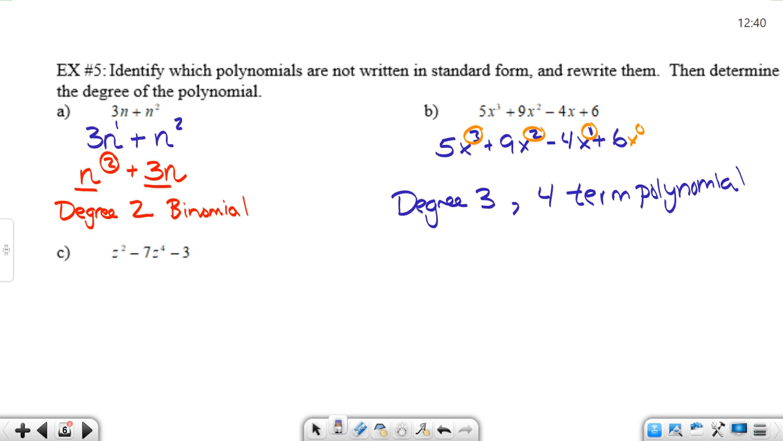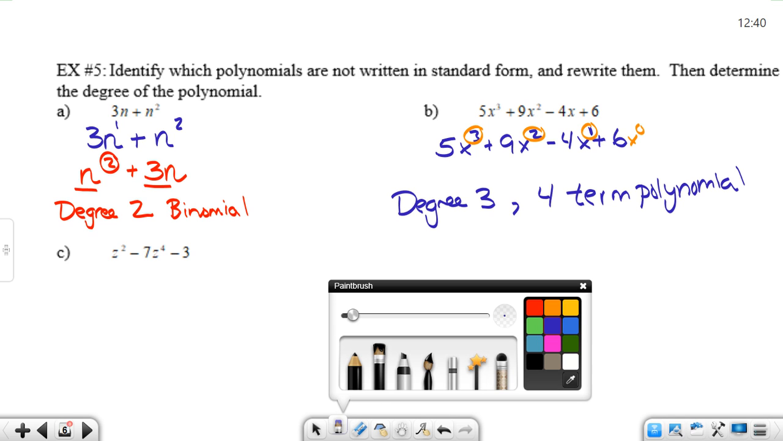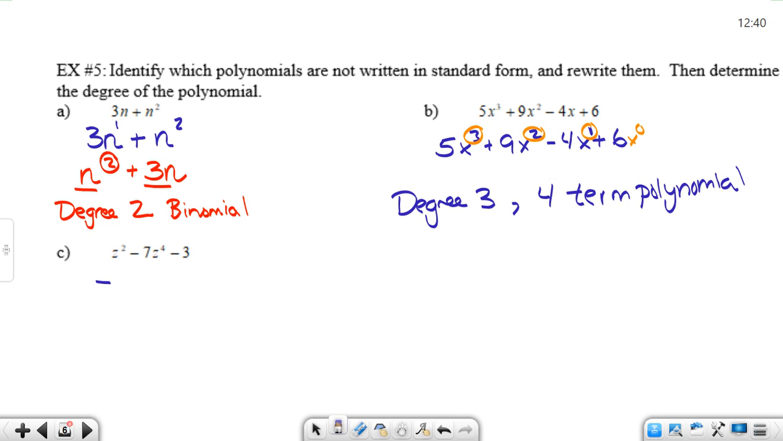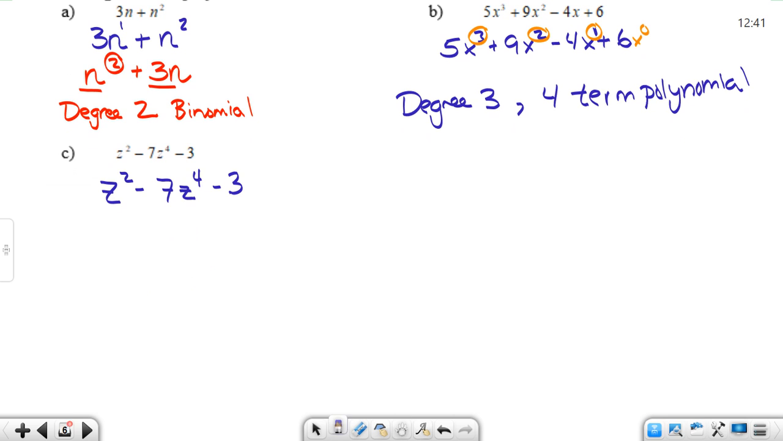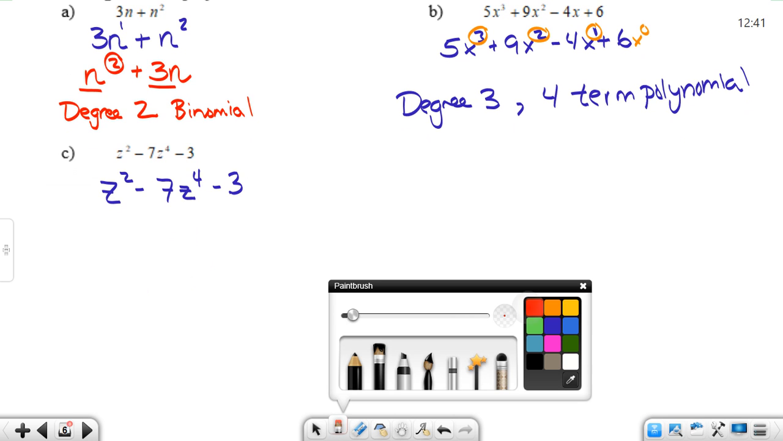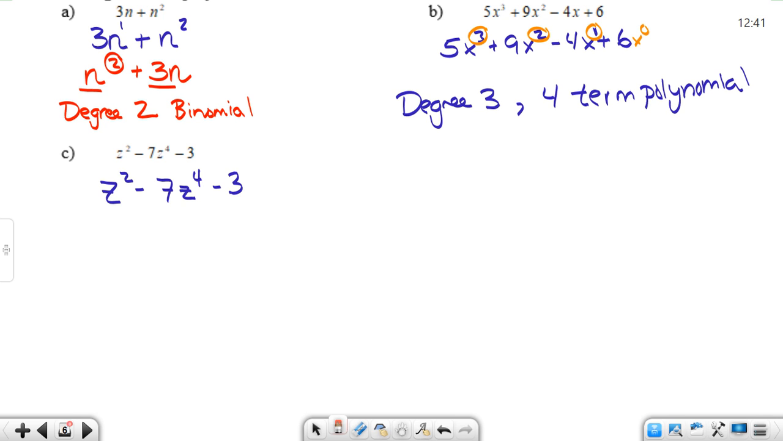So let's go ahead and look at C here. So C, we have z squared minus 7z to the 4th minus 3. Now, hopefully by now we can very quickly tell that this is not written in standard form, because that degree 4, which is the highest degree in the polynomial, is not at the front. It's in the middle. So we're going to rearrange these so that we go from highest power to lowest power.